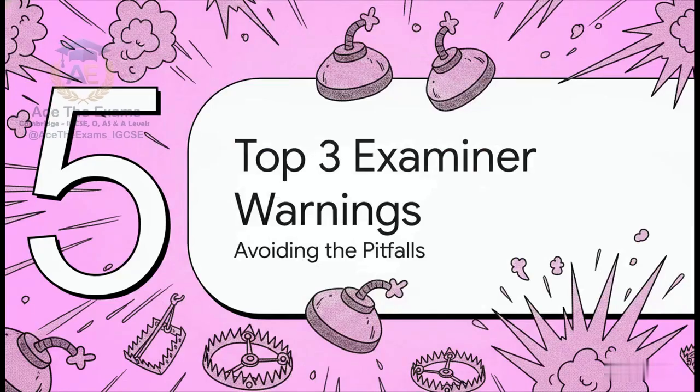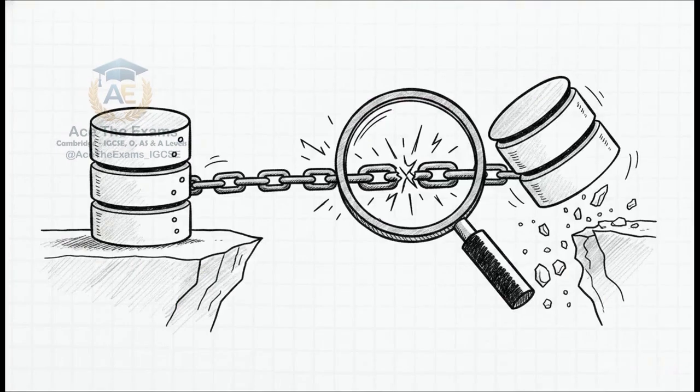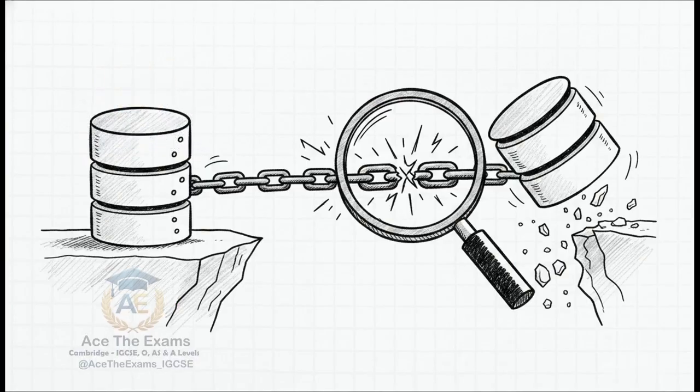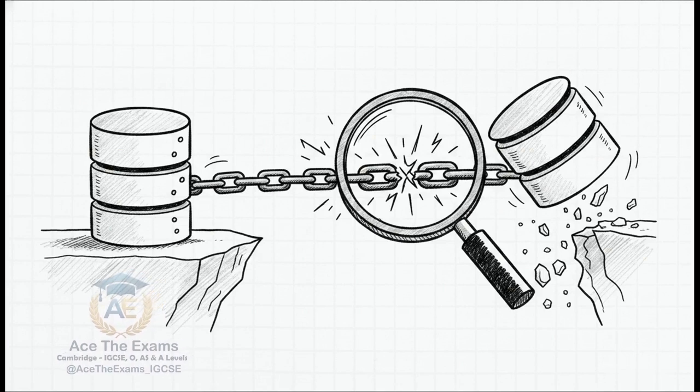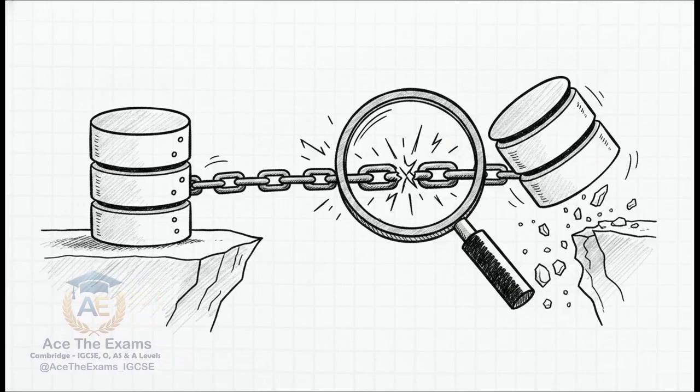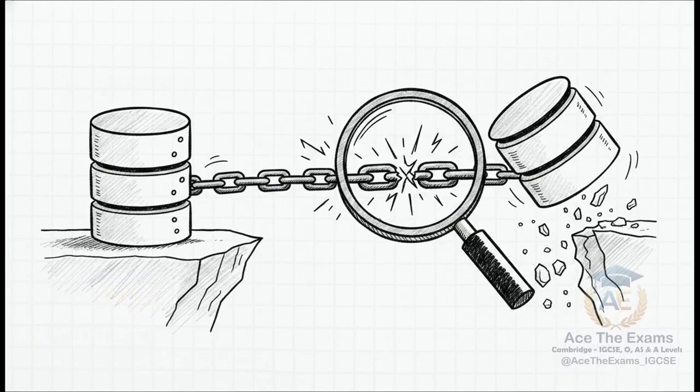Let's transition over to Section 5, Top 3 Examiner Warnings. This is all about avoiding the pitfalls. Examiners are actively, aggressively penalizing vague answers and a lack of specific edge case checking, so precision needs to be your absolute best friend here. A critical trap that catches even good students is ignoring boundary conditions and edge cases. In SQL DDL, an edge case isn't just a tiny programming error, it is a massive structural logic failure.